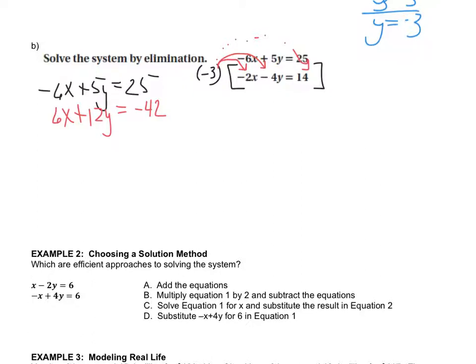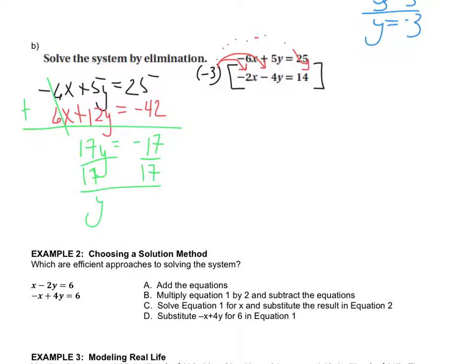Now remember, that next step is add these two equations together. By adding them together, 6x plus a negative 6x disappears. I get 17y. And on this other side, I get negative 17. The next step says continue to solve. So I would solve for y by dividing by 17.